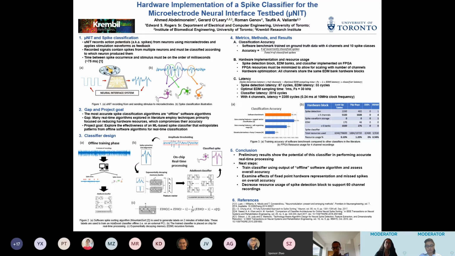And the last step would be to scale this solution to 60 channels to support the full MUnit system. So to conclude with a big picture view, this is a small exploration that would hopefully help build better neural interfaces that can hopefully someday tell us what conscious reality really is.